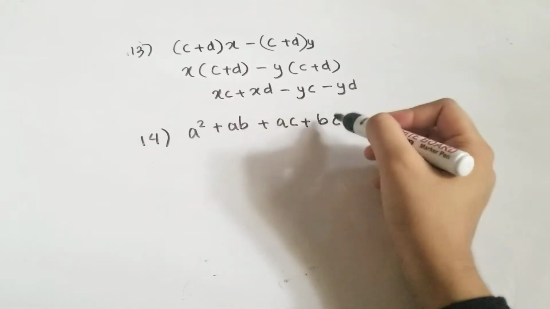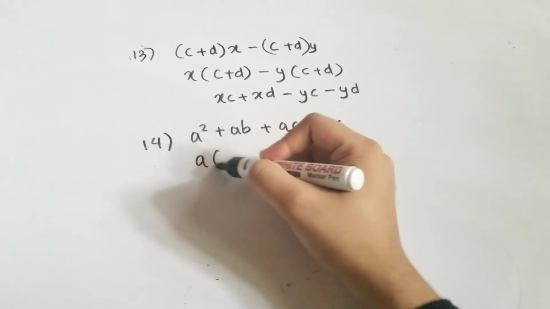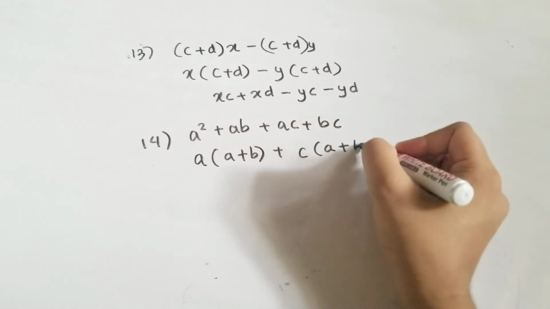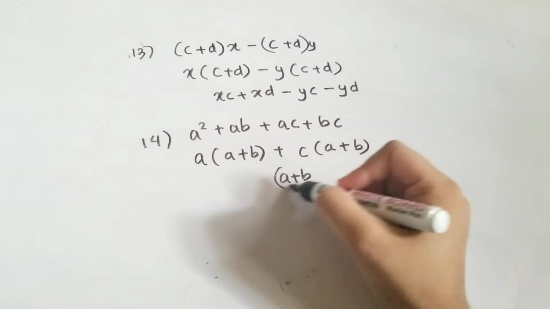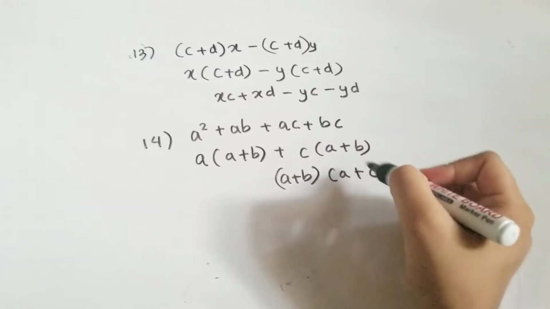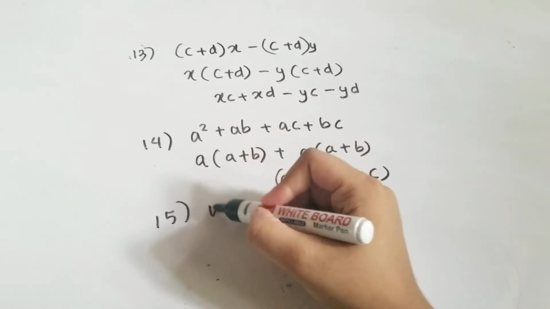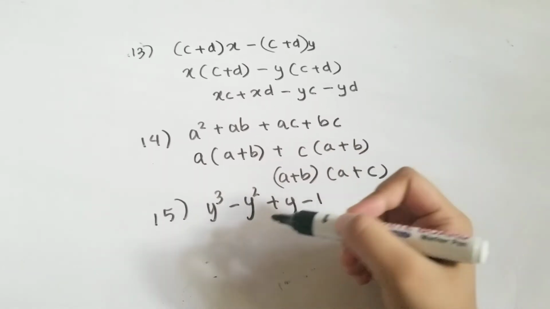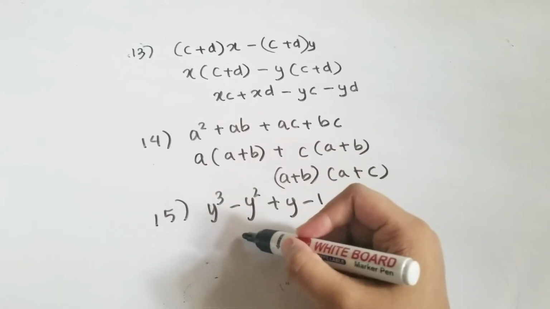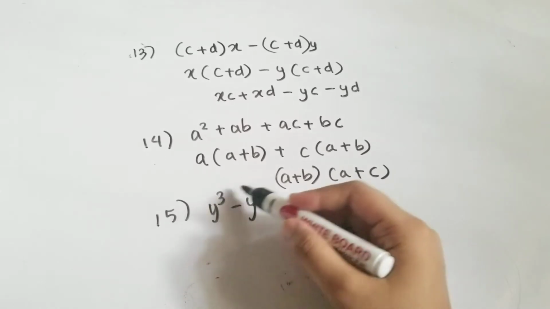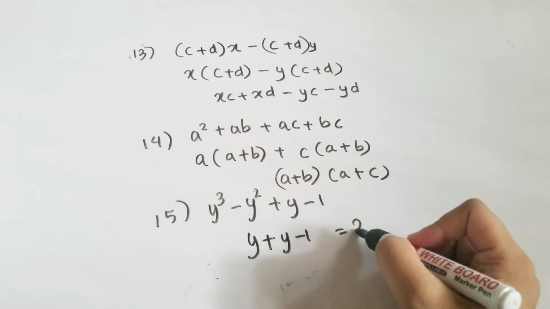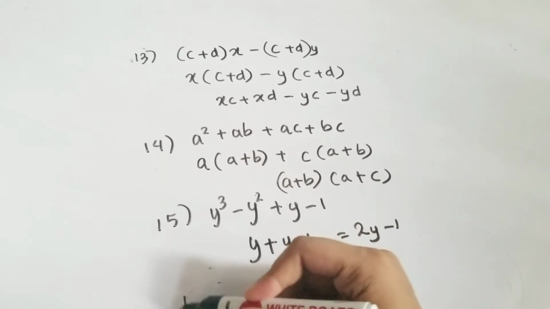14th one, a squared plus ab plus ac plus bc. So ab, ac, bc. So you can take a into a plus b plus c into a plus b. So factors are a plus b, a plus c. 15th one, y to the power 3 minus y to the power 2 plus y minus 1. y to the power 3 minus y to the power 2 means how much? You can subtract 3 minus 2, y to the power 1. So y plus y minus 1, that is equal to 2y minus 1.